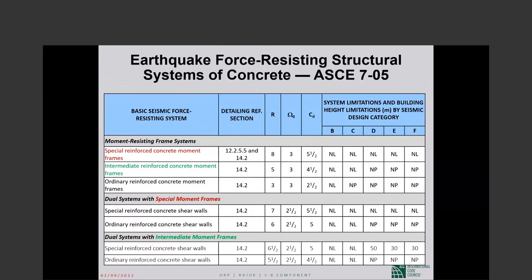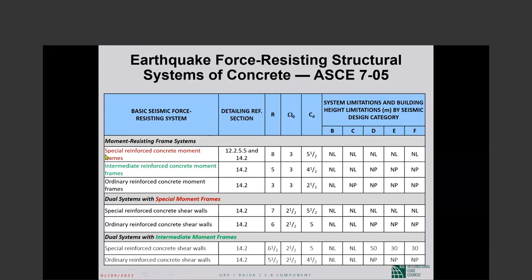Now, this is table 12.2-1 of ASCE 7-05. Right here, I don't have the table number, either ASCE 7 or the BNBC table number, but you have seen this table before. For the different structural systems that we are dealing with, the R values, omega sub 0 values, and C sub d values are given in this table, and also height limits that apply typically in the higher seismic design categories.